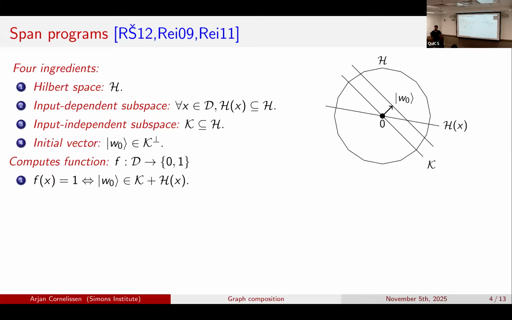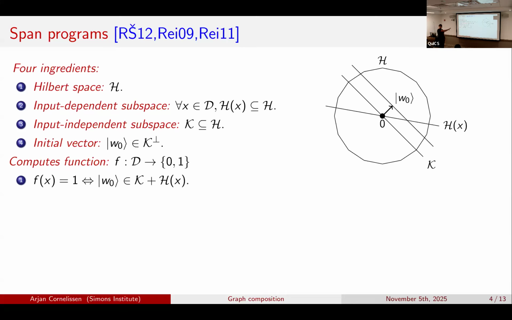Is there some physical motivation for being interested in this particular function? Sorry, what's that? Is there some motivation for being interested in functions of this form? I'll get to that at the end of the slide. That's okay.